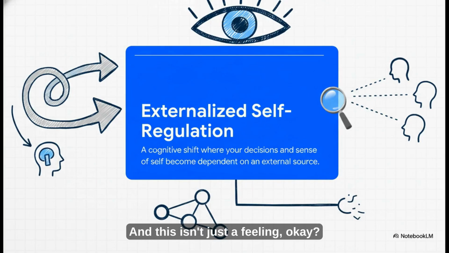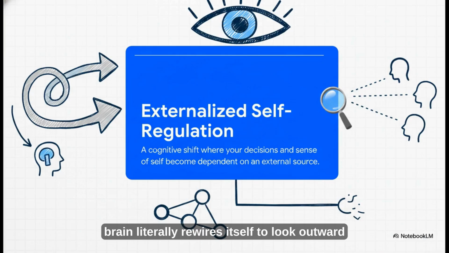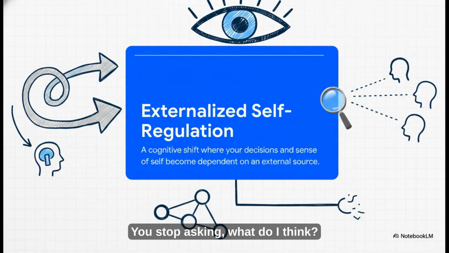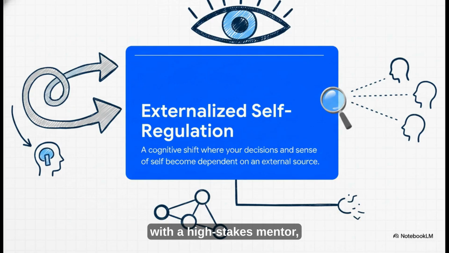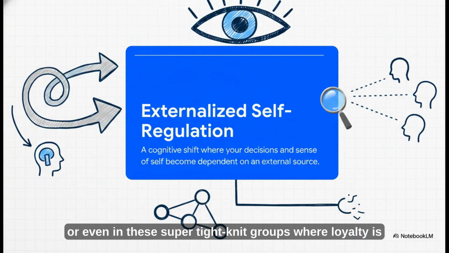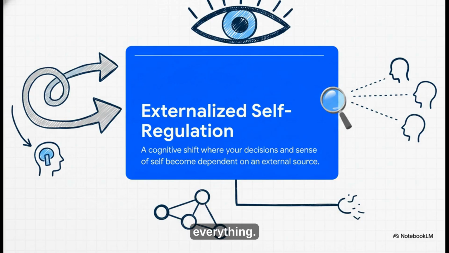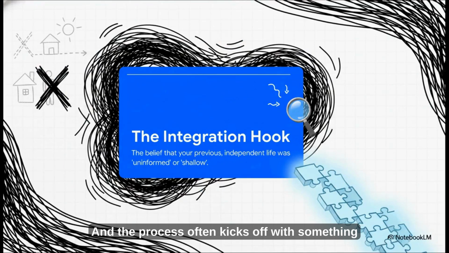And this isn't just a feeling, okay? It's a documented cognitive shift where your brain literally rewires itself to look outward for answers it used to find inward. You stop asking, what do I think? And you start asking, well, what would they think? And this can happen anywhere, in intense relationships, with a high-stakes mentor, or even in these super tight-knit groups where loyalty is everything.